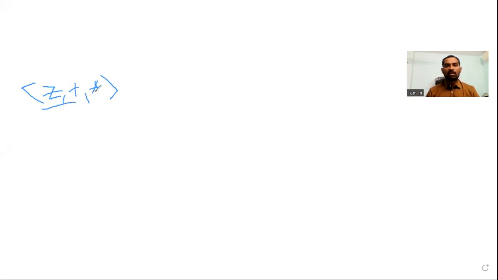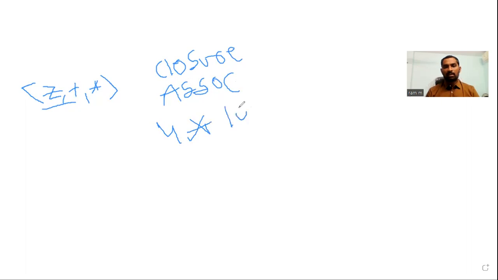Now we need to check whether star satisfies the first two properties, the closure property and the associativity property. If I take two elements, 4 and 10, and apply multiplication, the value I get is 40. It belongs to Z only. So the second operation star satisfies the closure property.